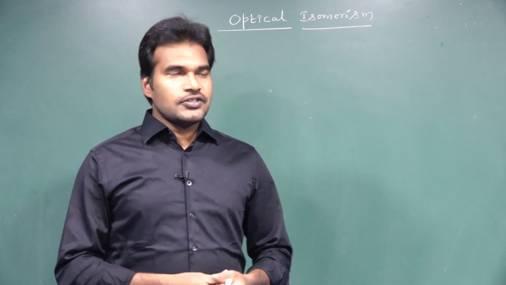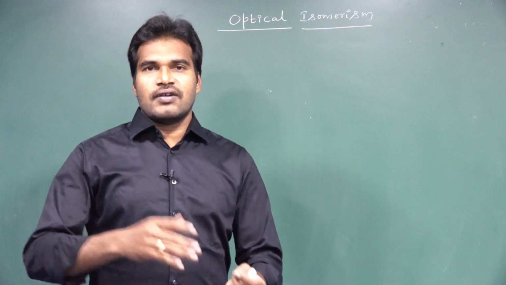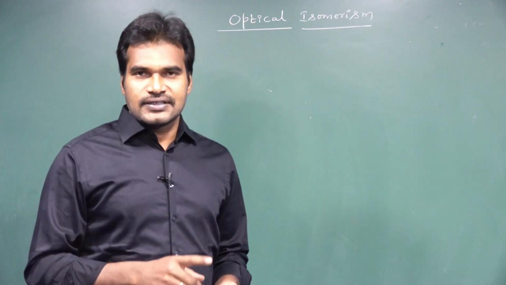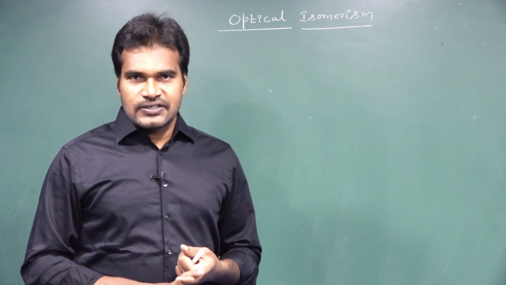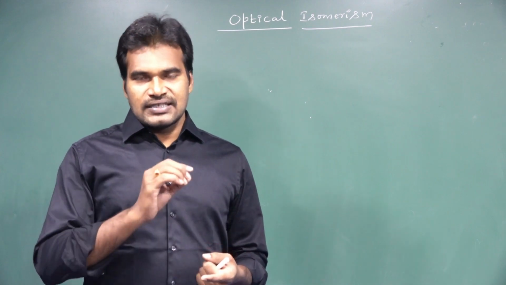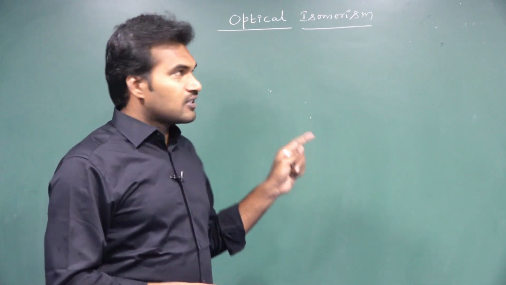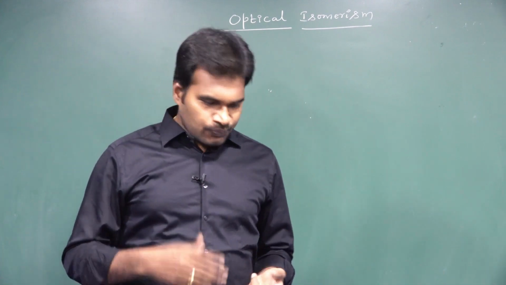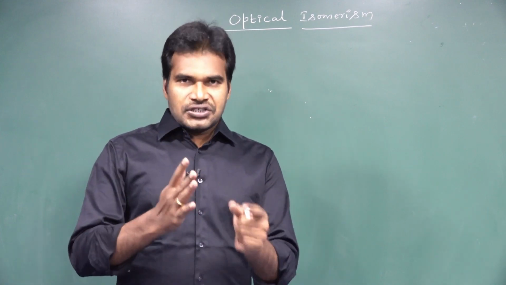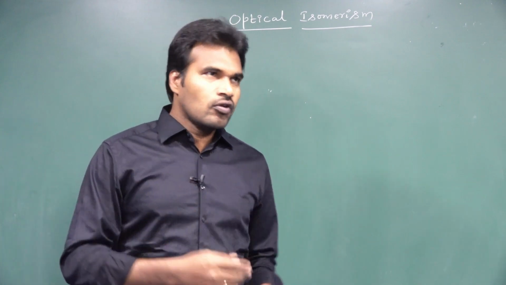So today we are going to teach optical isomerism. Optical isomerism is one kind of stereoisomerism. In the last part of the video we already discussed what is stereoisomerism and types of stereoisomerism. Under the stereoisomerism we discussed in detail about geometrical isomerism. So the second kind of stereoisomerism, that is what? Optical isomerism. What are optical isomers, and how can we distinguish whether the given compound is optically active or inactive? So let us go in detail.